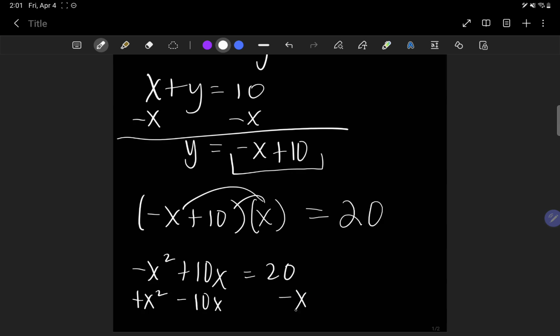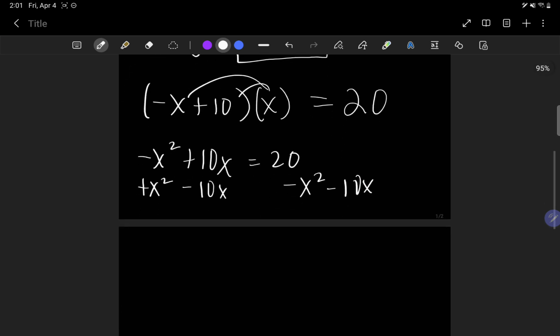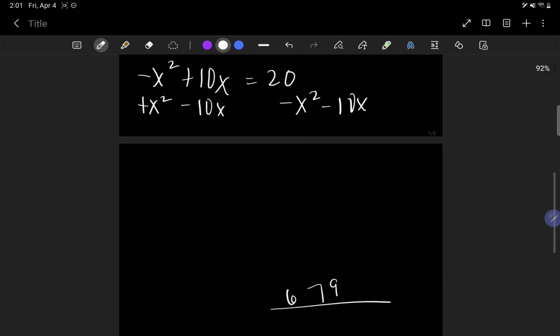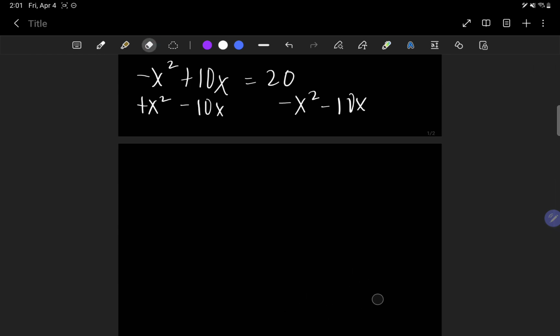You can always factor, right? I mean, not always. Of course you can. It's nice when we can. Oh, I didn't erase my work from the other problem. Ooh.